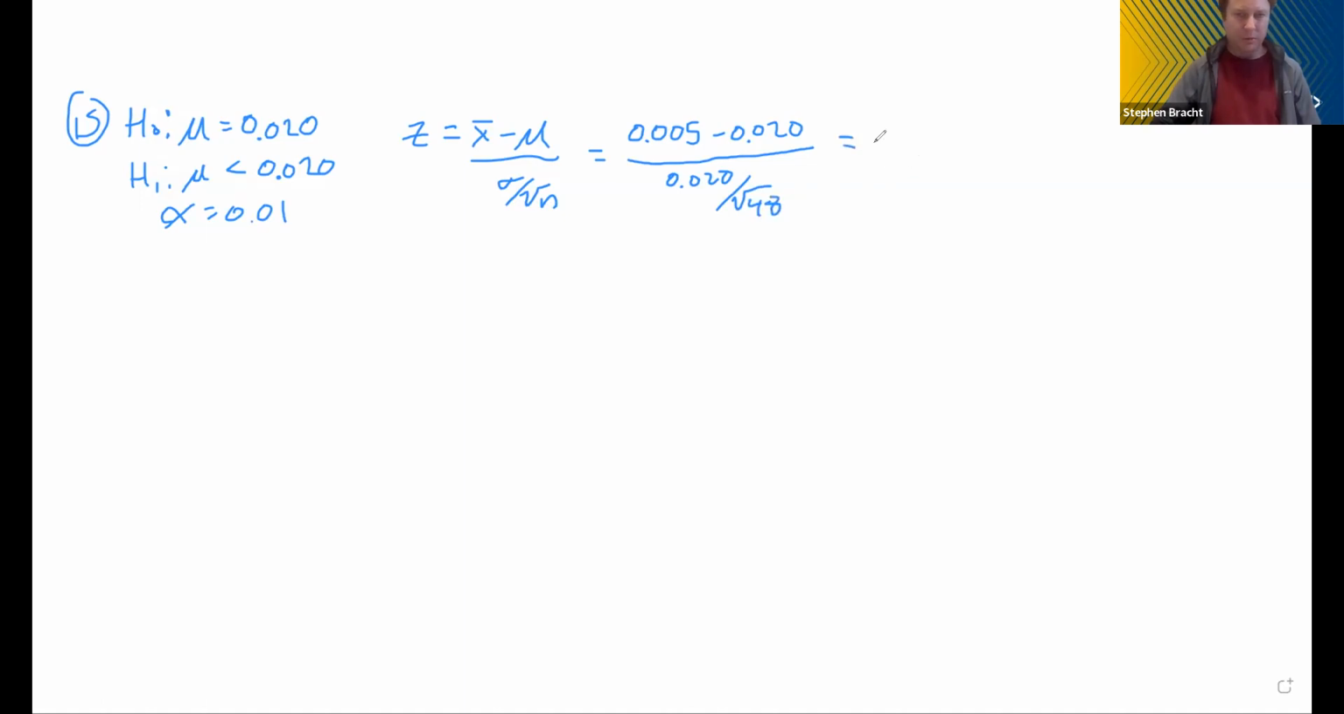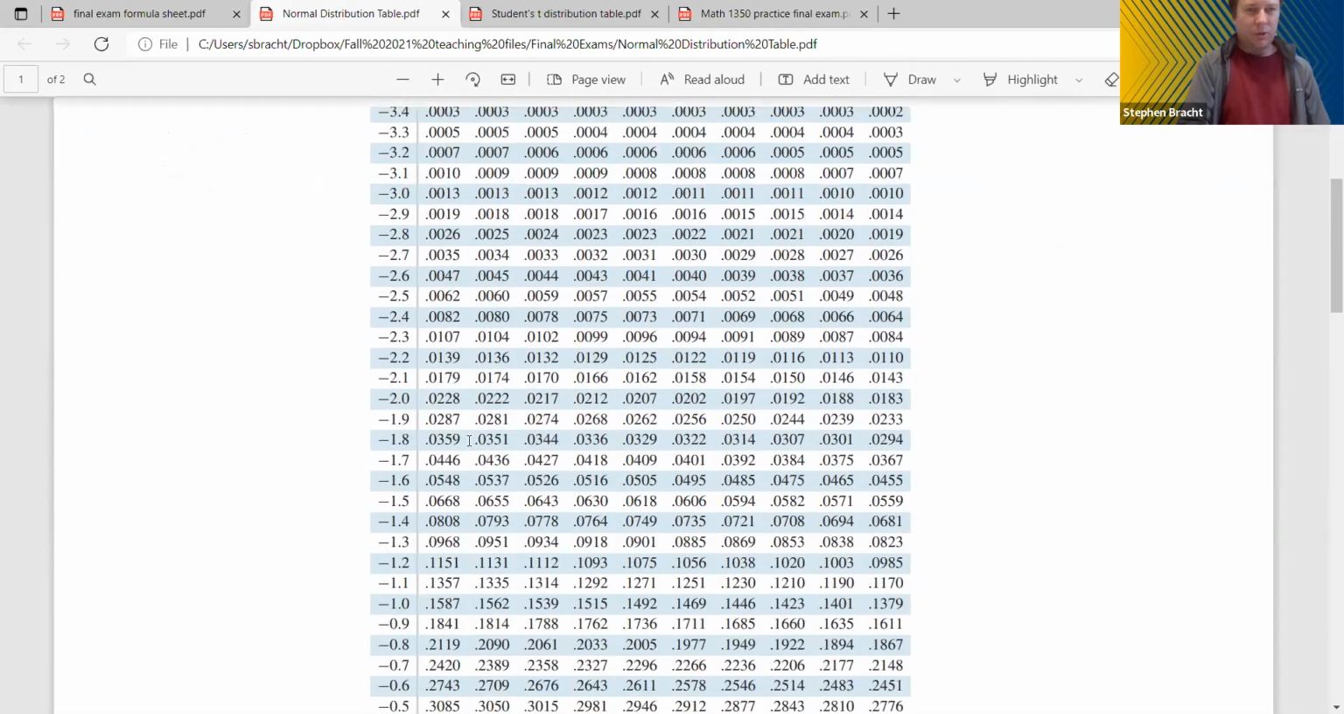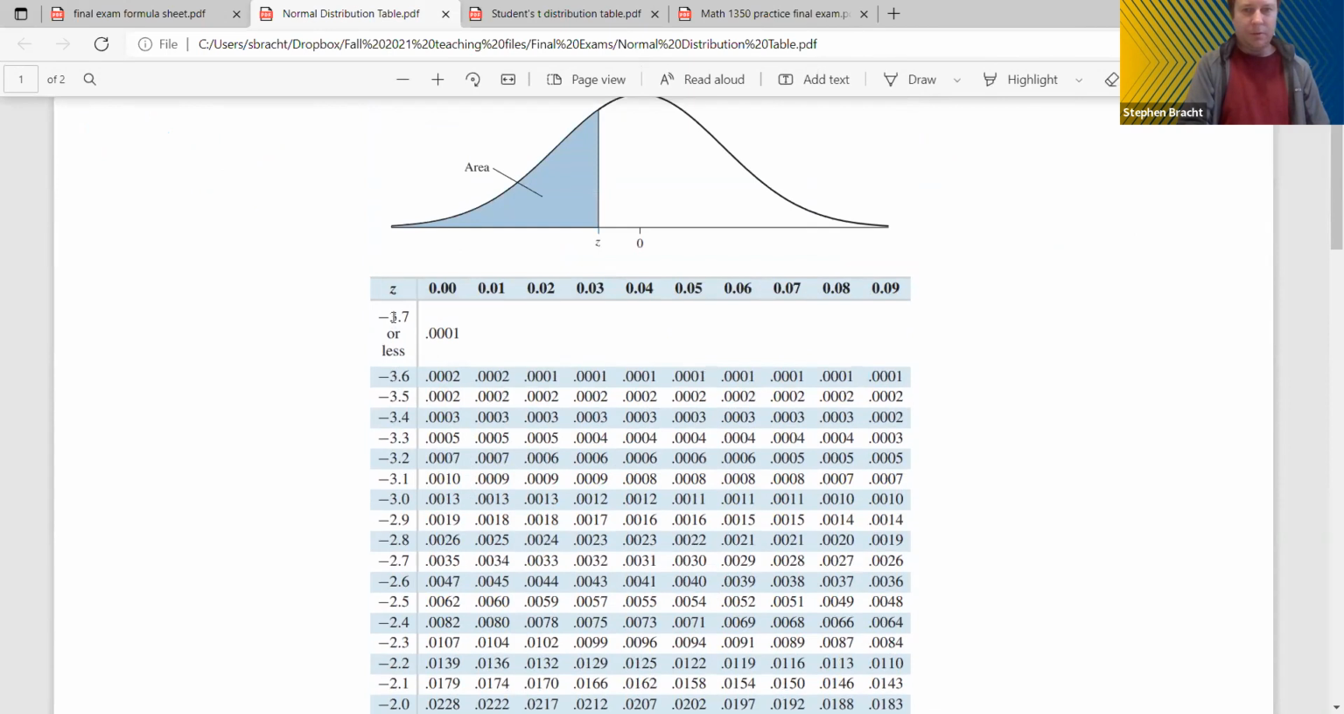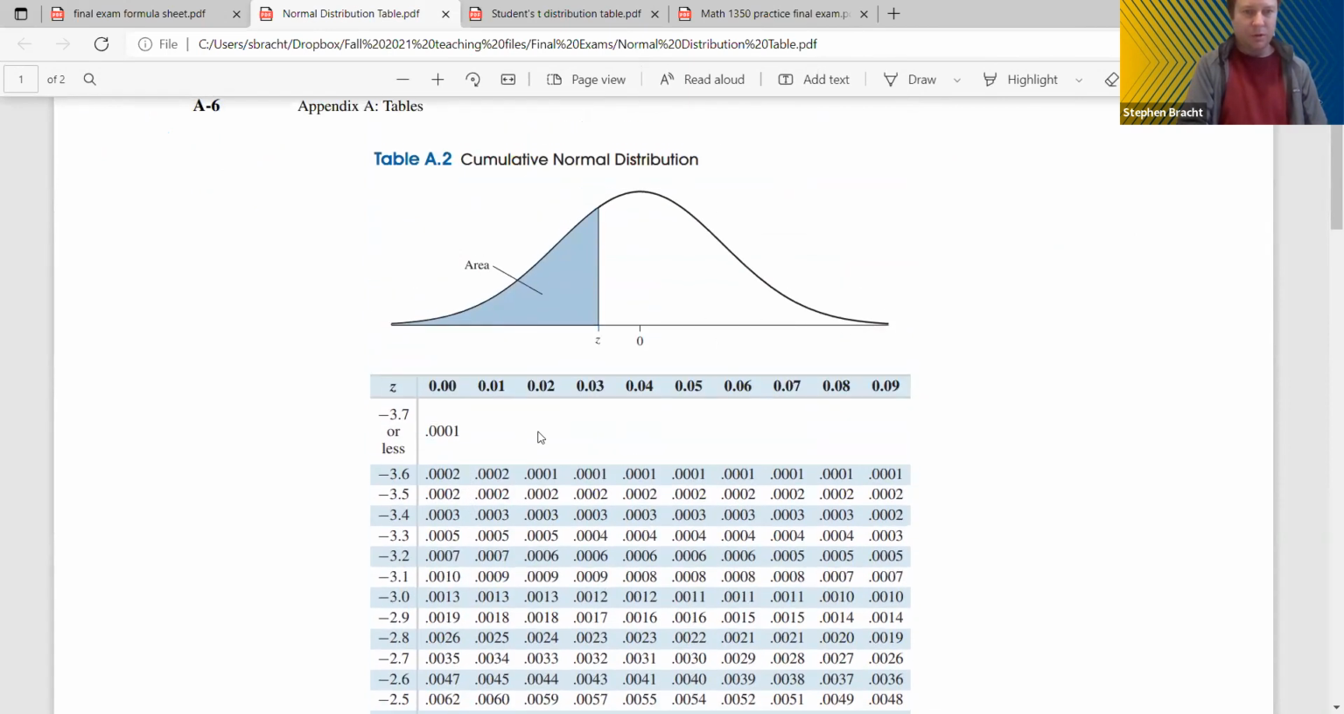This is actually a really small z-value. It turns out to be negative 5.2. So the p-value would be the area under the standard normal curve that's to the left of negative 5.2. Okay. Let's see if we can find it on the chart. So the chart actually only goes down to negative 3.79, right? So the smallest area on the chart is 0.0001.